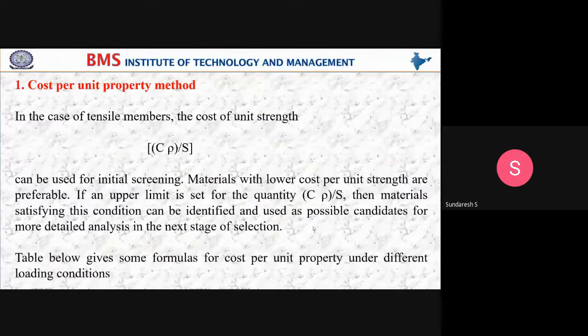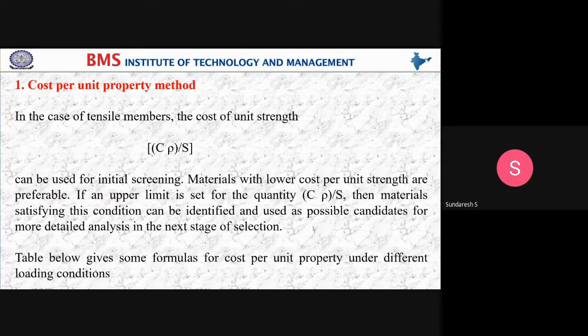The first method is what we call the cost per unit property method. This is one of the simplest methods, which optimizes the selection of the material. Here it is possible to estimate how much the required amount of material is going to cost, depending upon the unit property. The most important thing we need to understand here is the tensile strength of a material.